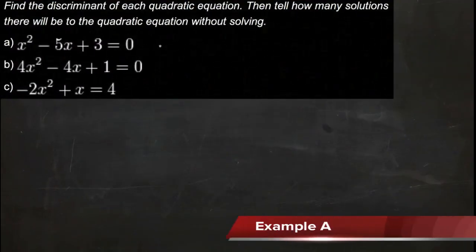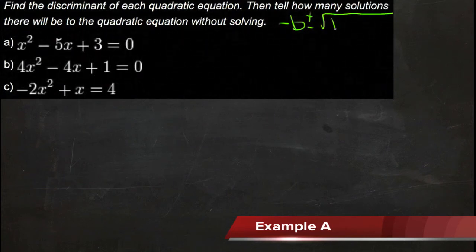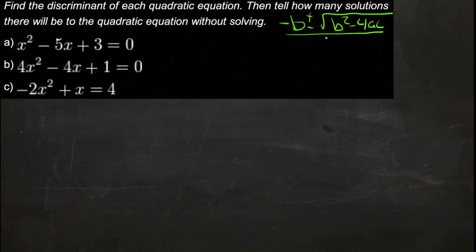The discriminant is really just an important part of the quadratic formula. It's part of the whole. The quadratic formula was negative b plus or minus the square root of b squared minus 4ac, all over 2a.